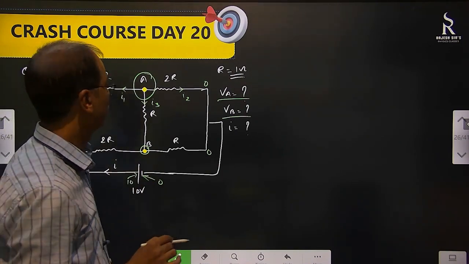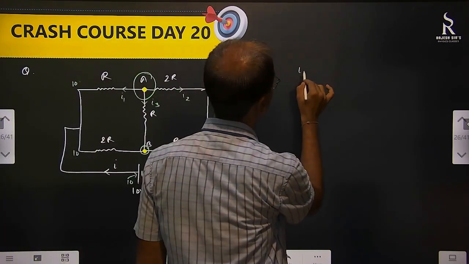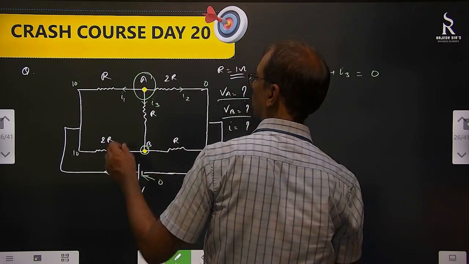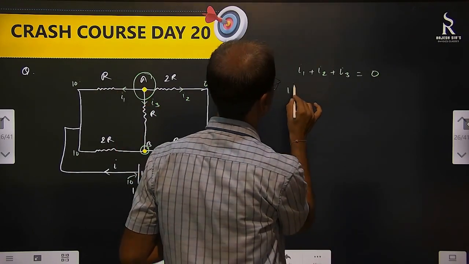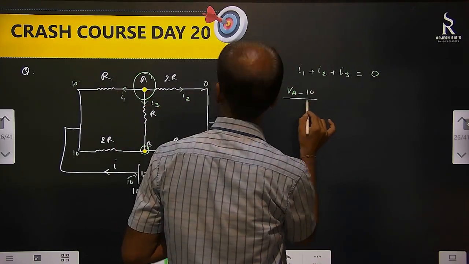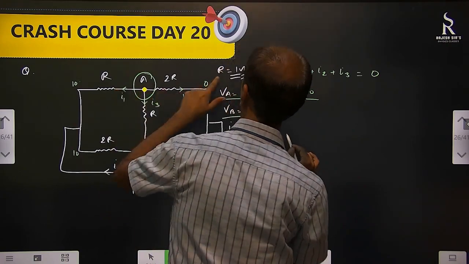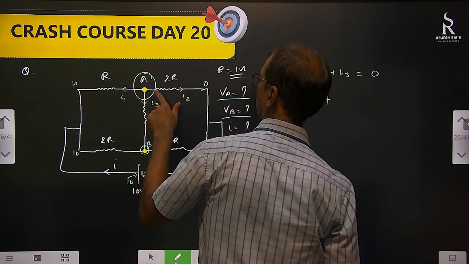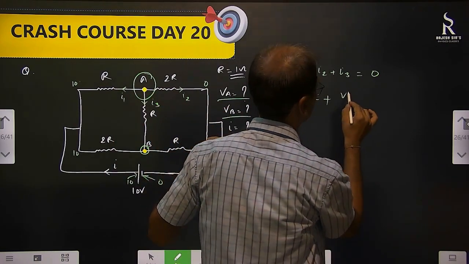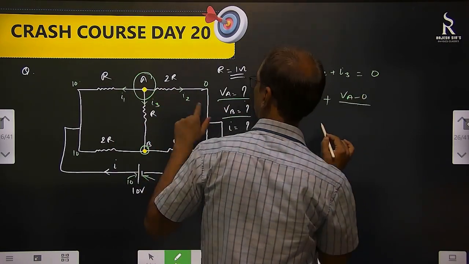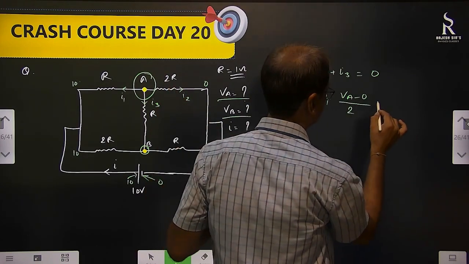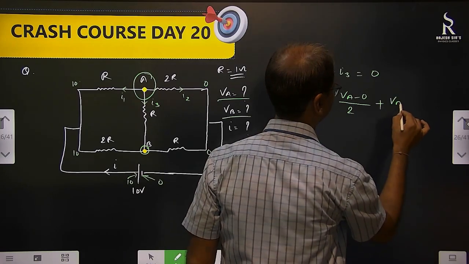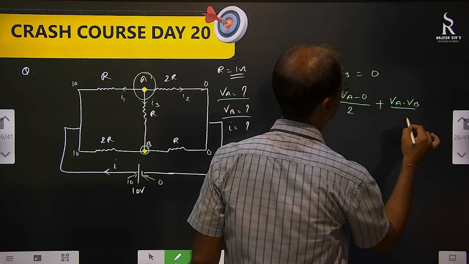Okay, so what you will do? I1 plus I2 plus I3 equal to 0. What is I1? VA minus 10 by R. Okay, R value is 1, so write 1 only. Plus I2, where is I2? VA minus 0 by 2R, so that means 2. Plus VA minus VB by R, that means 1, equal to 0.